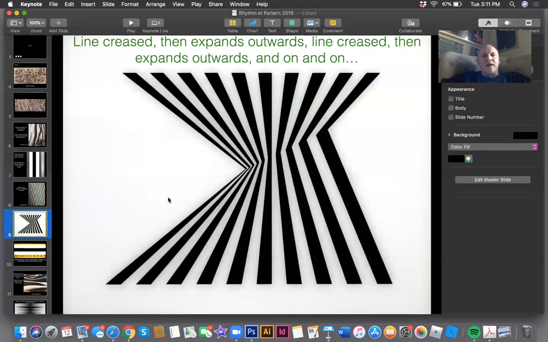Some more vertical lines, and you can see this all kind of follows the same rule. Like the line is creased and then expands outward. The next line is creased in a different spot, expands outward. Same thing going on through the whole painting. This is a Bridget Riley painting. They are not all exactly the same, but they all look like they fit together.